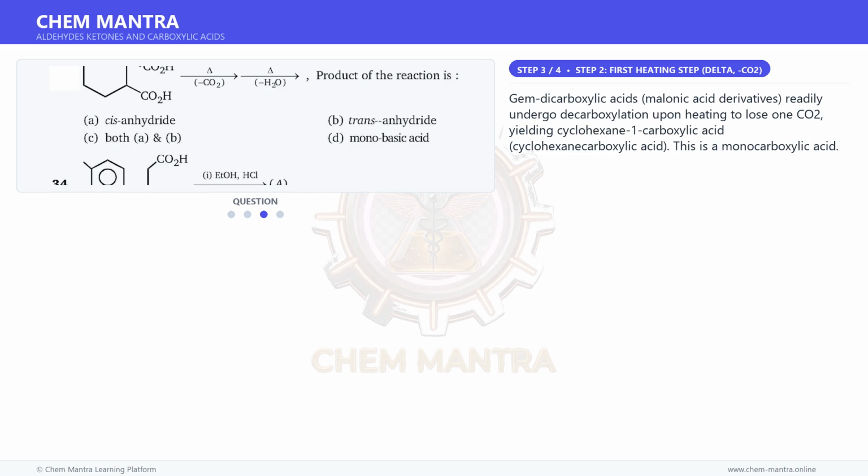Moving on to the next step. Gem dicarboxylic acids, malonic acid derivatives, readily undergo decarboxylation upon heating to lose one CO2, yielding cyclohexane-1-carboxylic acid, cyclohexane carboxylic acid. This is a monocarboxylic acid.